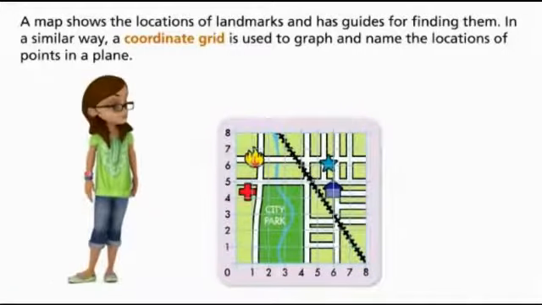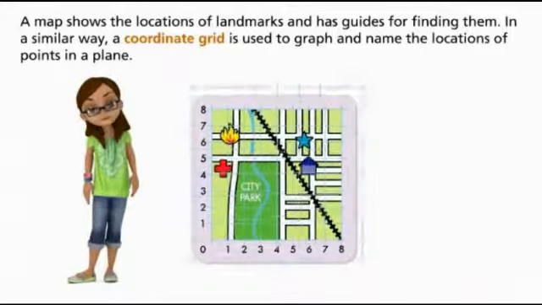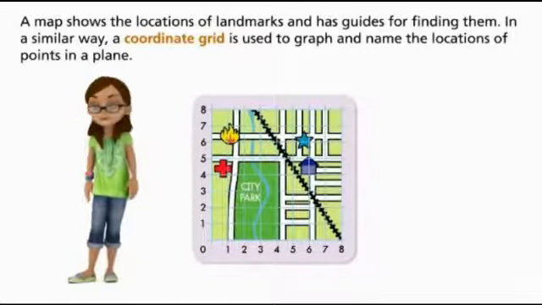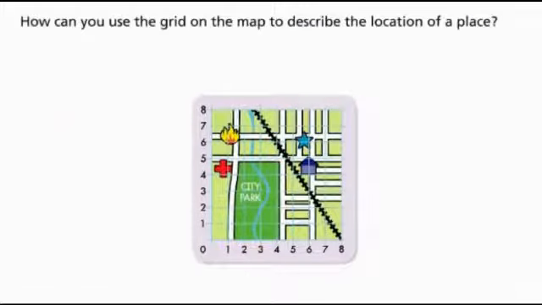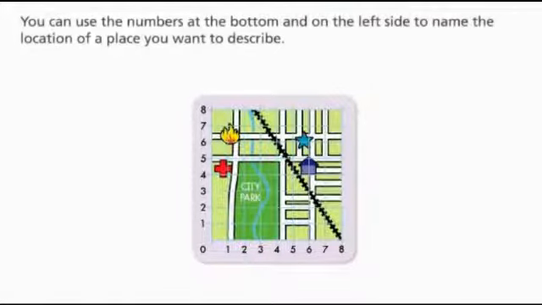A map shows the locations of landmarks and has guides for finding them. In a similar way, a coordinate grid is used to graph and name the locations of points in a plane. How can you use the grid on the map to describe the location of a place? You can use the numbers at the bottom and on the left side to name the location of a place you want to describe.